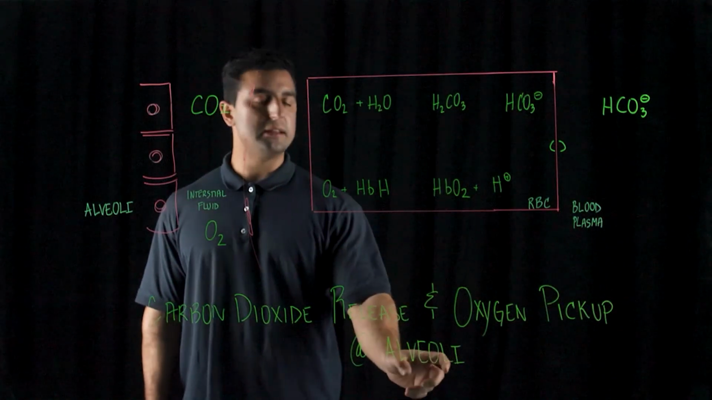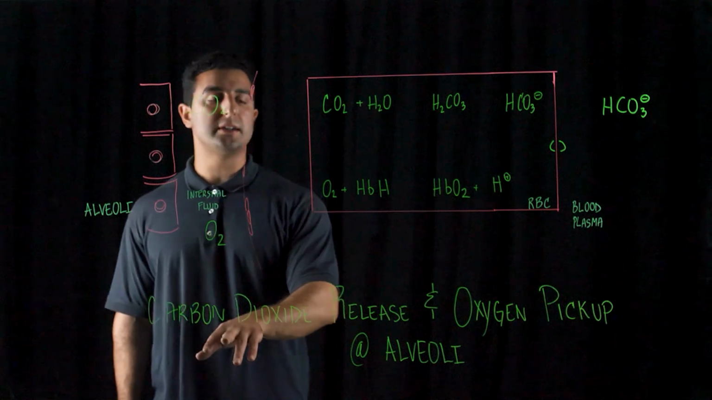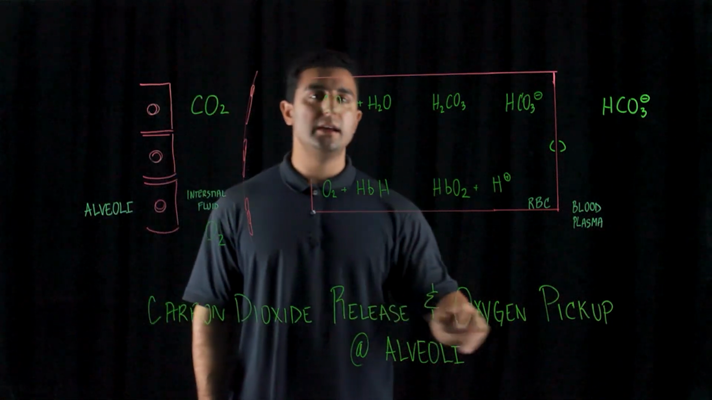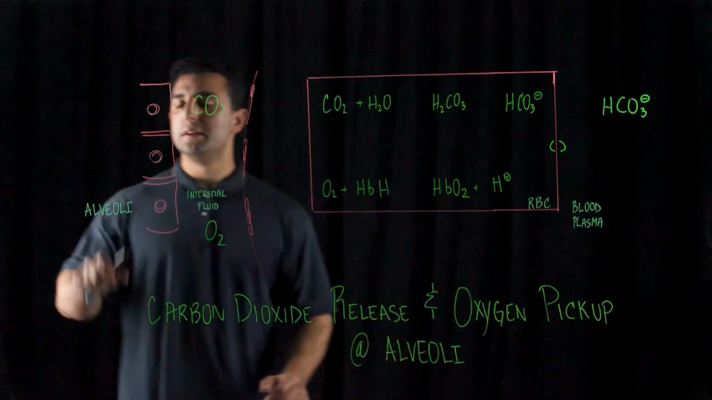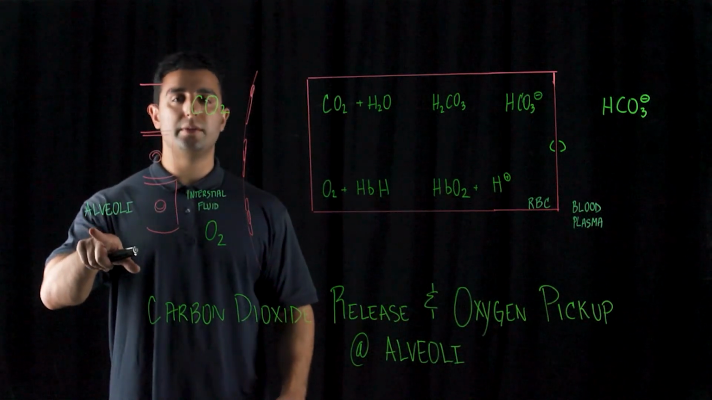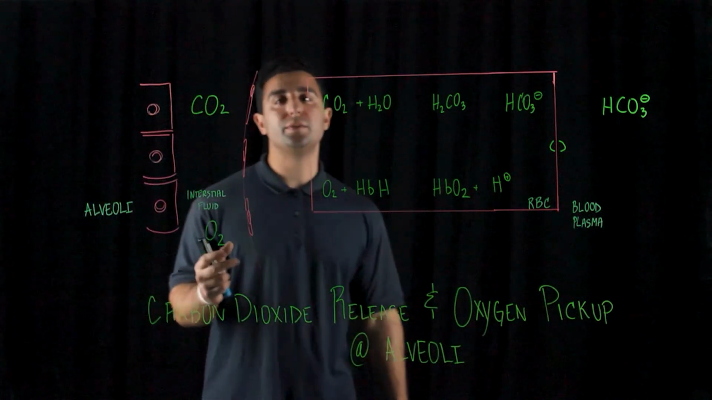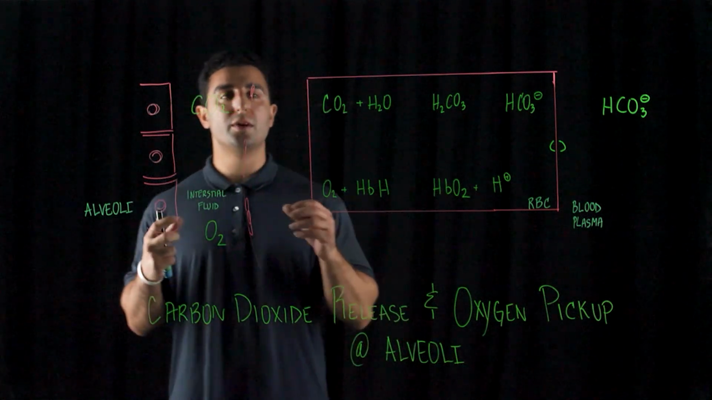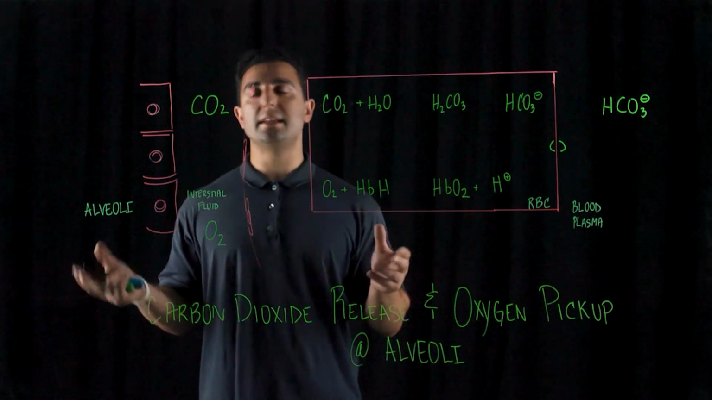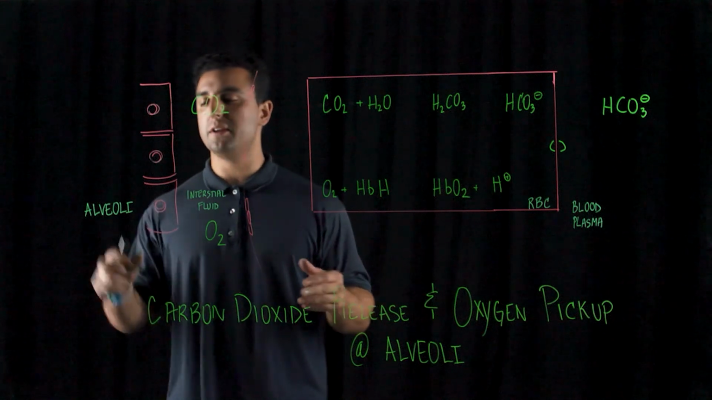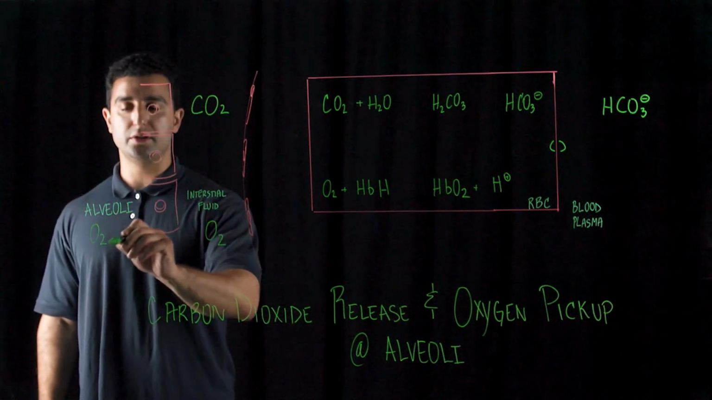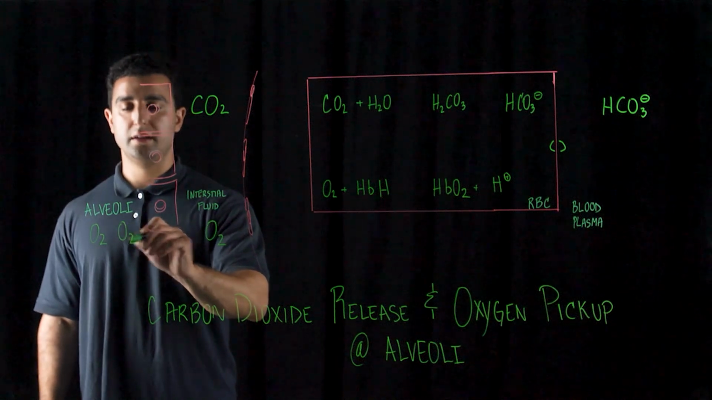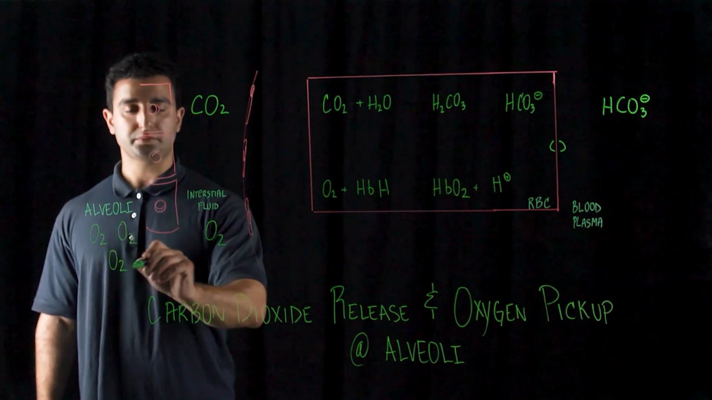Right, so now we're going to look at the alveoli, where the carbon dioxide is released and the oxygen is picked up. When we look at the alveoli, it is the terminal region of the respiratory system where all of the ventilated gas comes in from the atmosphere. So you have all this oxygen that's present here, a high concentration of oxygen gas around here.